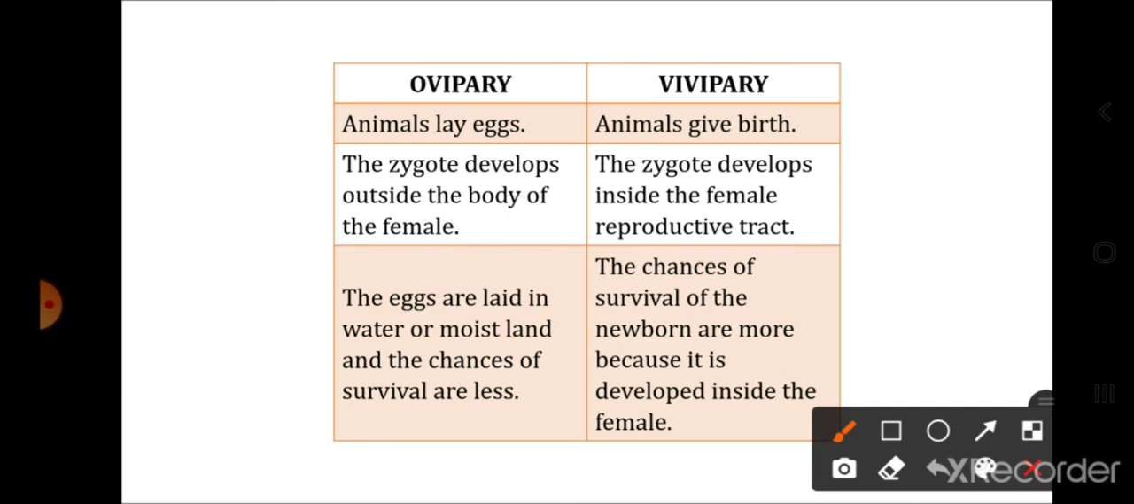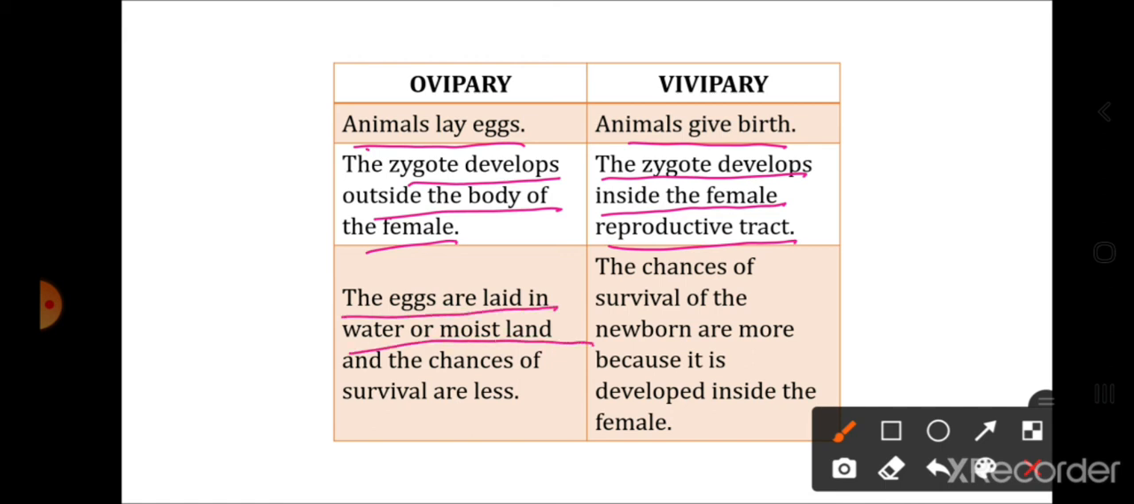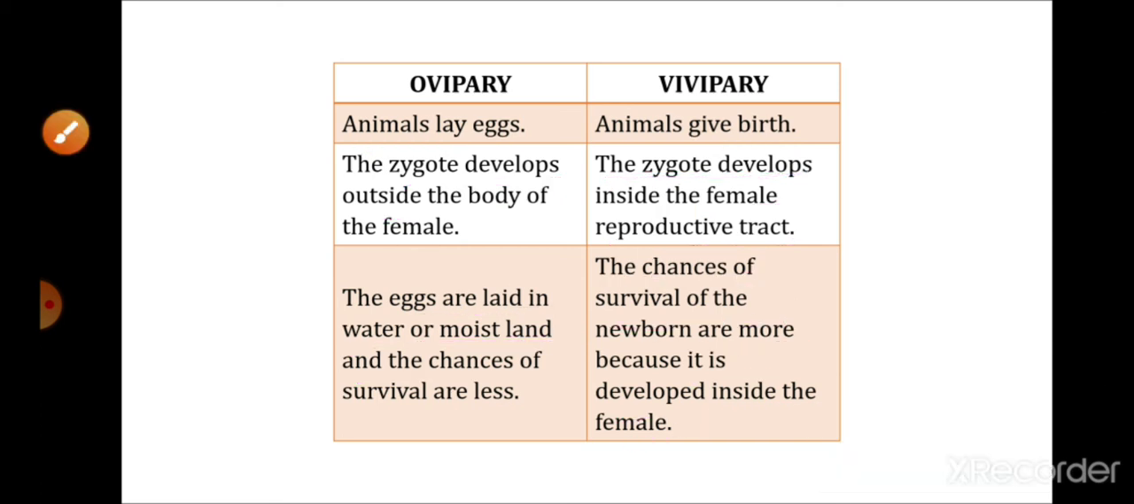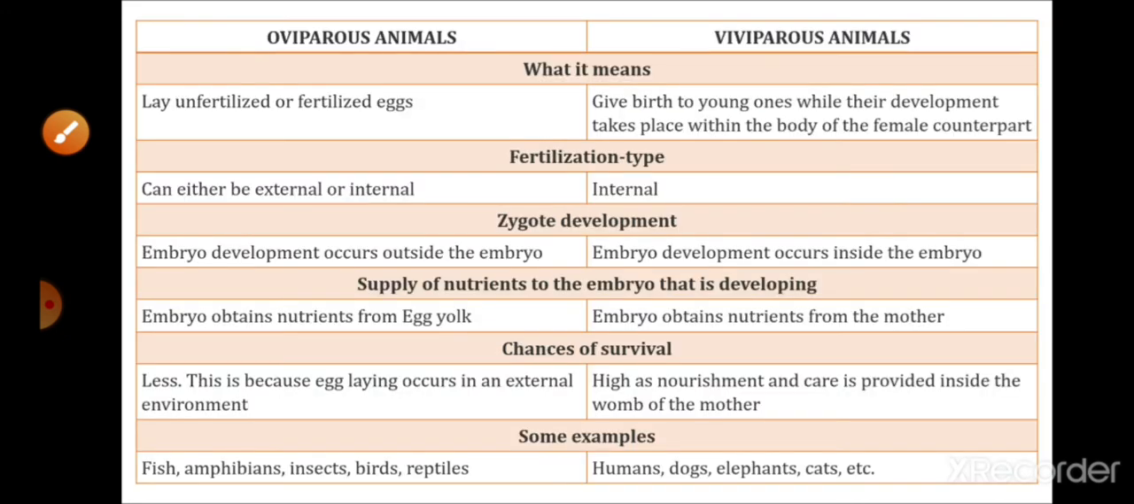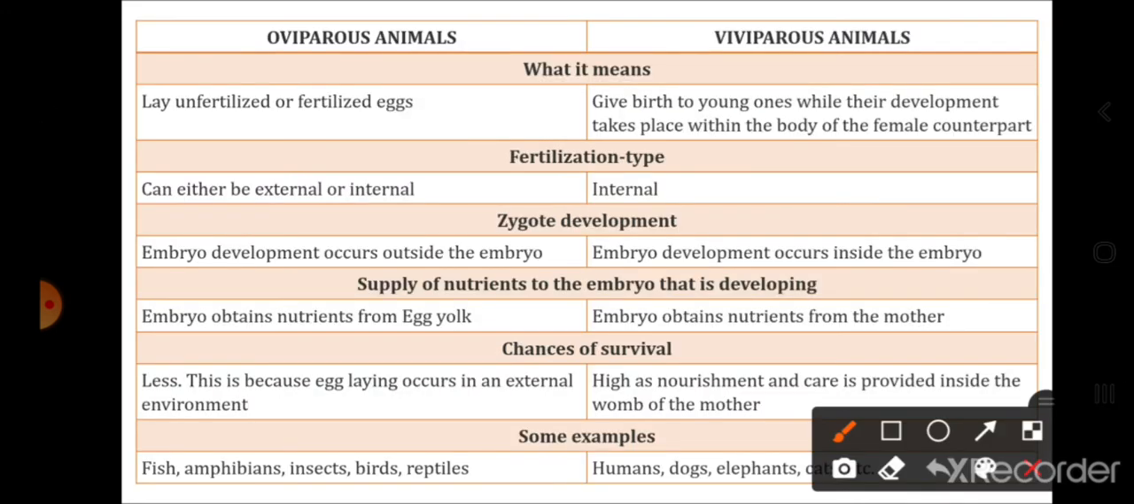These are some of the differences. The animals that lay eggs are oviparous, whereas those which give birth are viviparous. The zygote develops outside the body of the female in oviparous animals, whereas the zygote develops inside the female reproductive tract in viviparous animals. The eggs are laid in water or moist land and the chances of survival are less, whereas the chances of survival of the newborn are more because it is developed inside the female. These are a few differences between oviparous and viviparous animals.